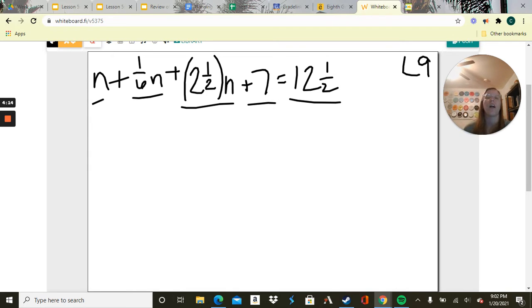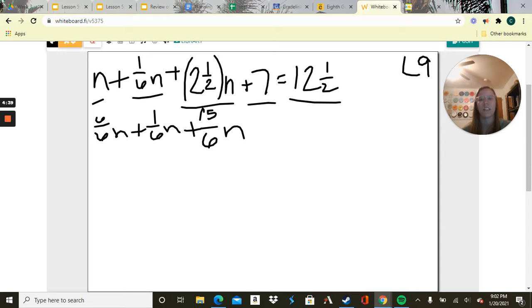So we're first going to combine all of our n's. So first, let's find a common denominator. We'd have 6 over 6 n plus 1/6 n plus, let's put this in an improper fraction, 2 times 2 is 4, plus 1 is 5 over 2. 2 times 3 gets you to 6. And 3 times 5 is 15. So 15/6 n plus 7 equals 12.5.